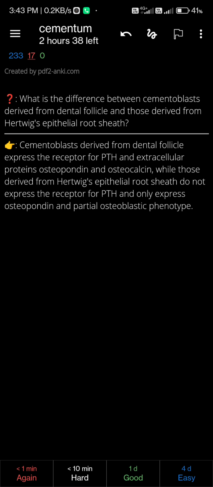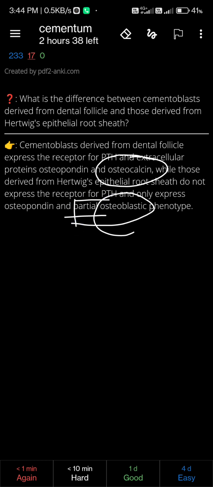While those cementoblasts derived from Hertwig's epithelial root sheath do not express the receptor for PTH and only express osteopontin and a partial osteoblastic phenotype. So those derived from dental follicle express the receptor for PTH and extracellular proteins like osteopontin and osteocalcin.